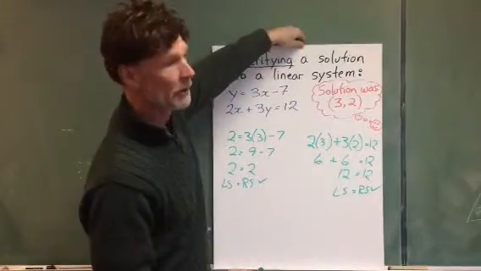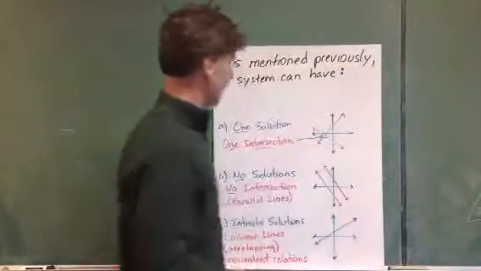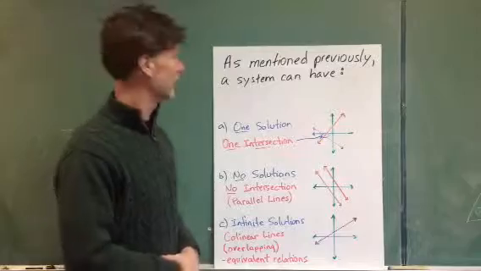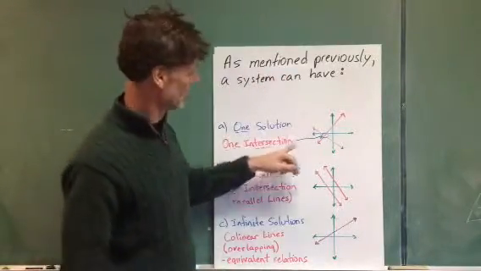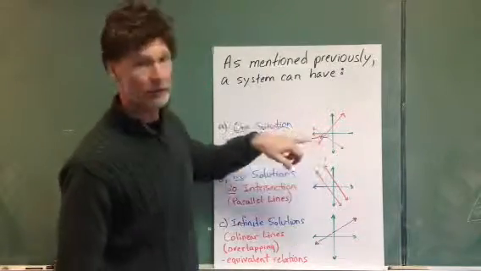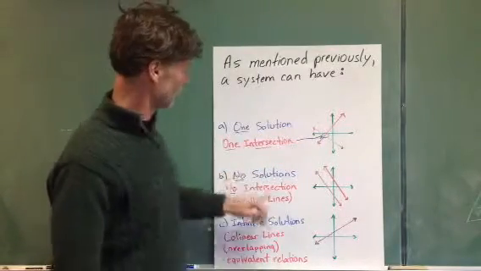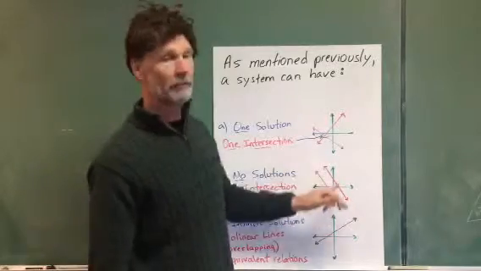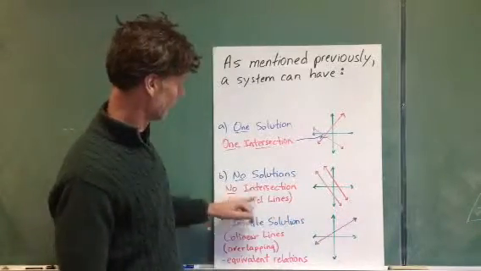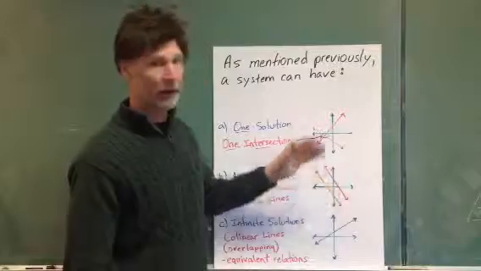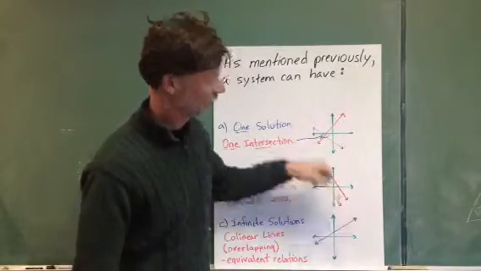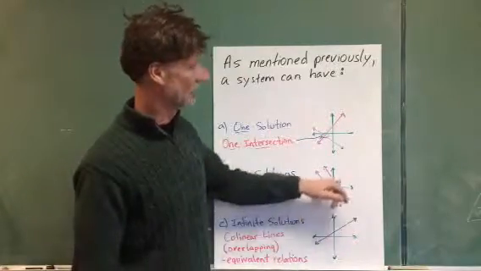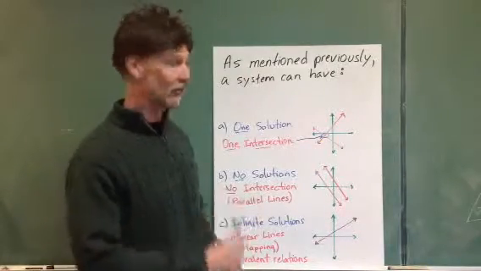So how could it possibly be different than just one solution? Well, here I just made up a few sketches for examples. As mentioned previously, a system can have one solution, like the one we just did, and that solution would be where they intersect right there. Okay? It could have no solutions. Well, that would be the case when we have parallel lines. You'll see, with parallel lines, the slope is the same, the y-intercept is different. Infinite solutions along here, infinite solutions along there, but not a single solution that would work for both, because they never intersect or cross.